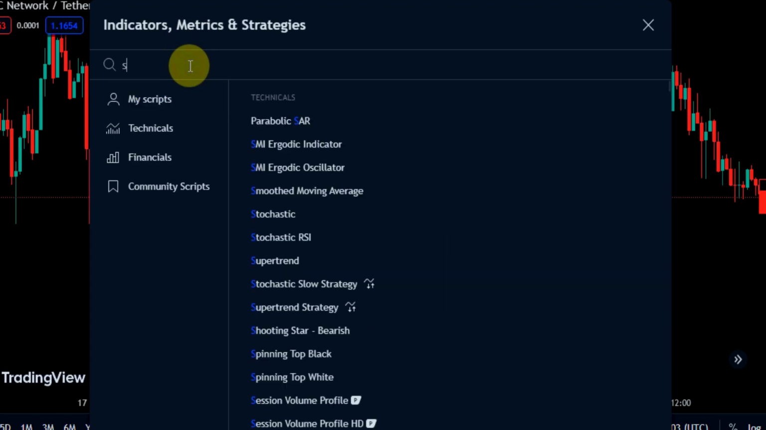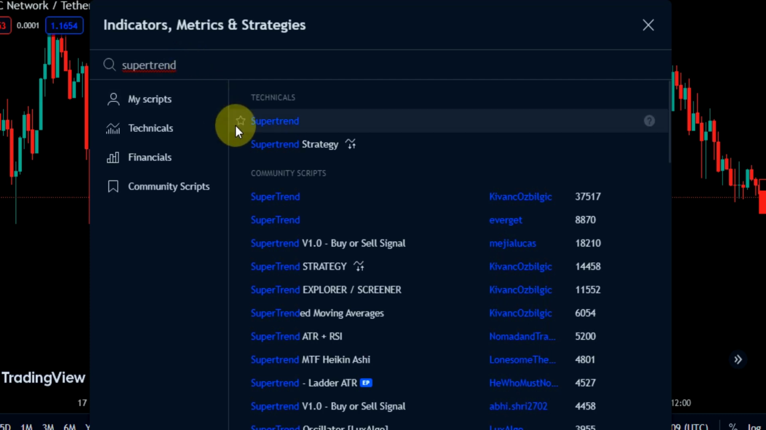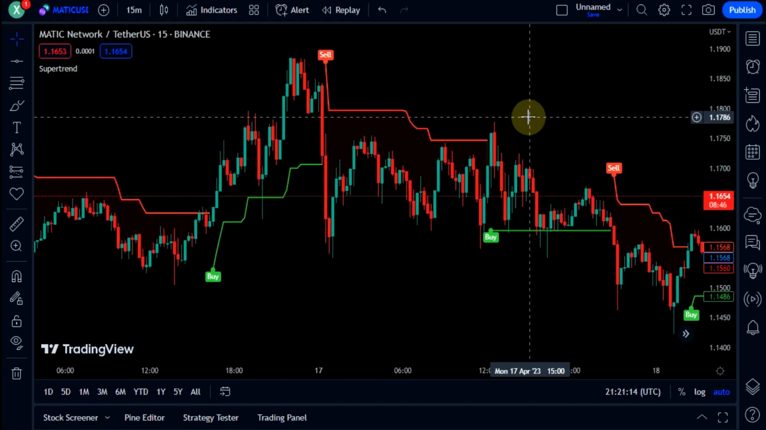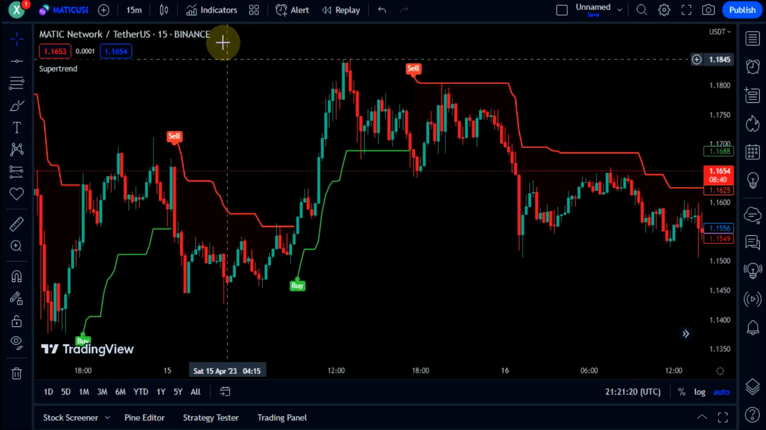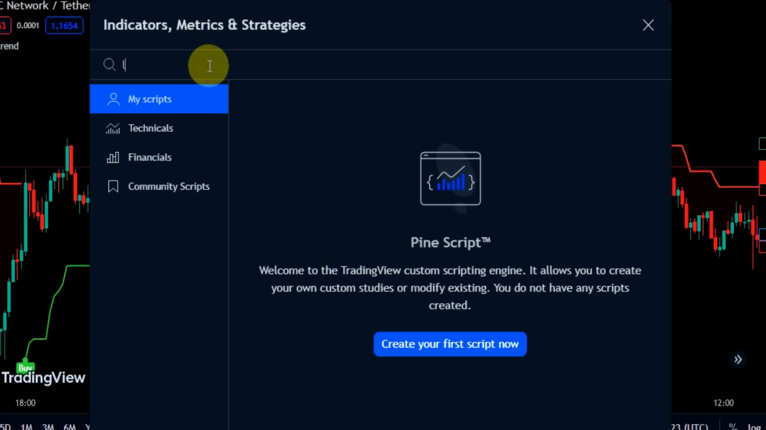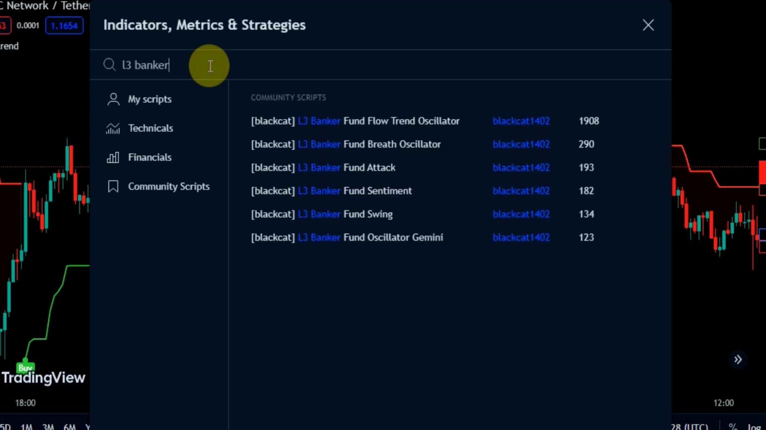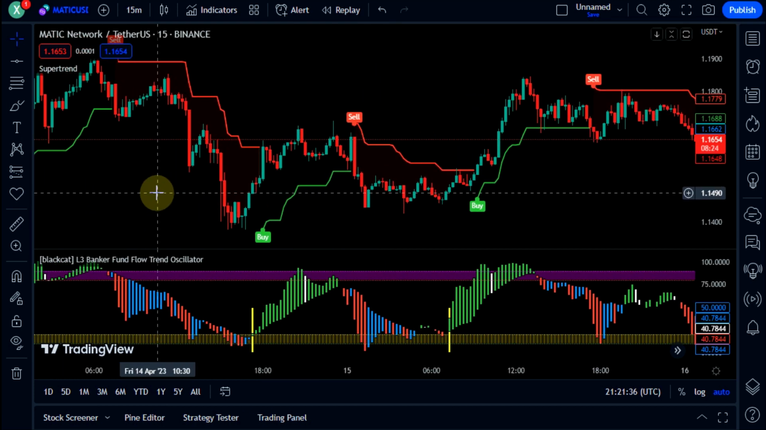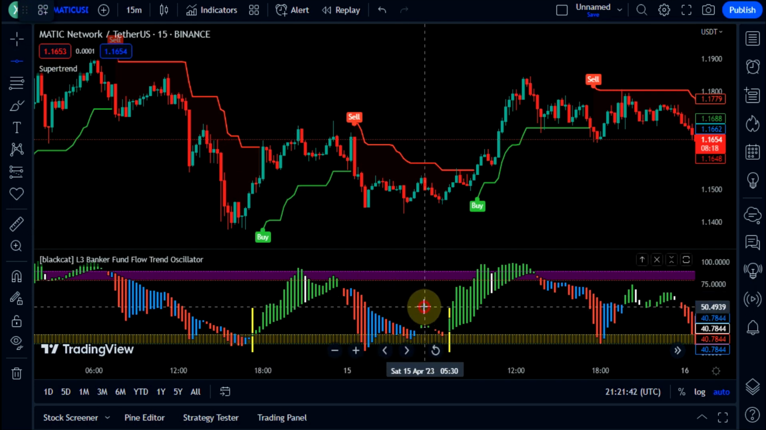The first indicator we need is supertrend. The second indicator we need is L3 Bunker Fund Follow Trend Oscillator. Select the horizontal line and specify the center line of the 4-day L3 indicator.